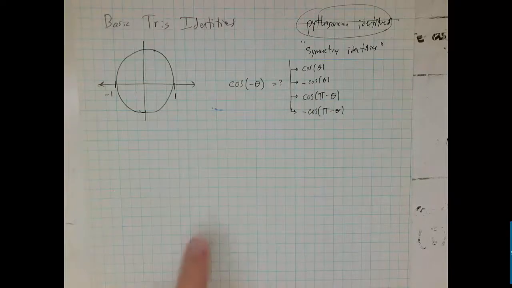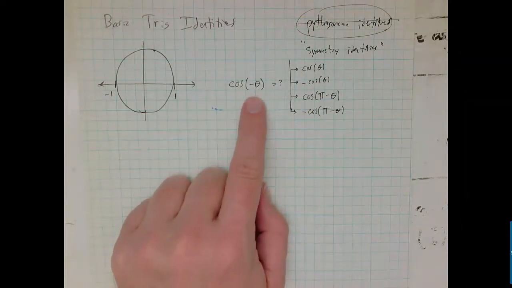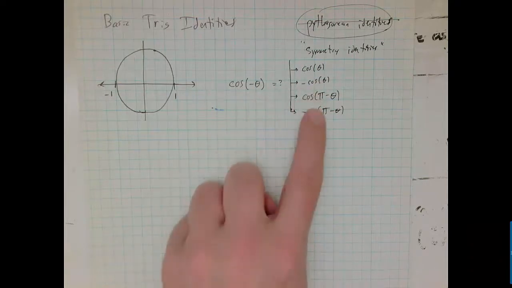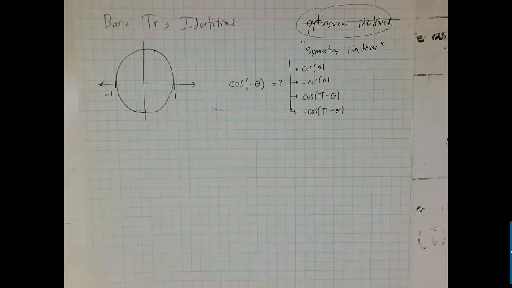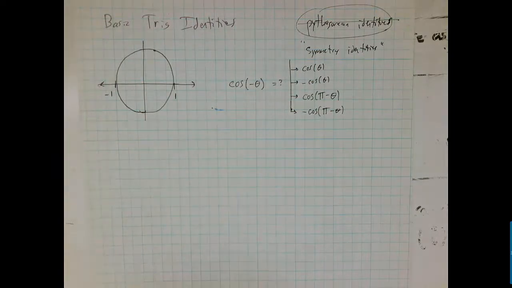So here's the idea. Let's say I want to know what is cosine opposite theta equal to. Is cosine opposite theta equal to cosine theta? Is it equal to this? Is it equal to this? Is it equal to any of those? There's two different ways you could think about it. You could think about what these are literally describing on the unit circle, or you could think about the graphs of these functions and transformations of the graphs. So let's do both because they're both helpful.